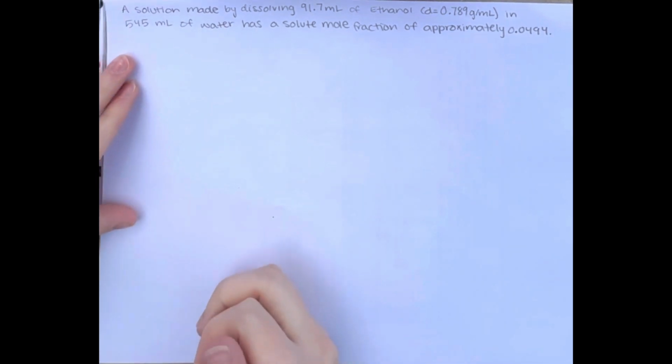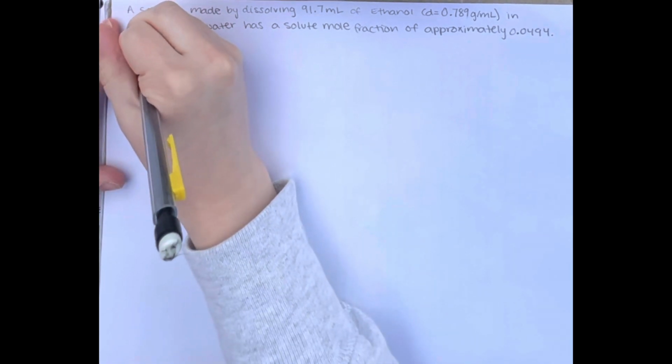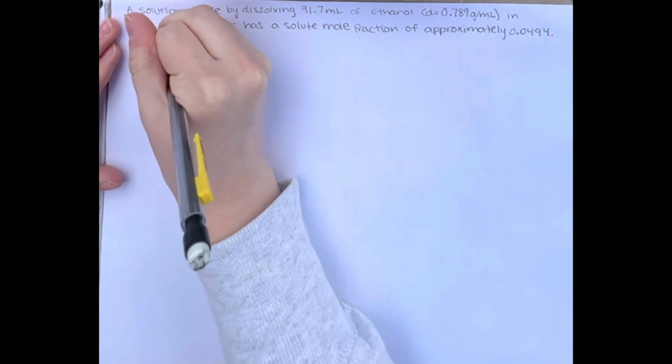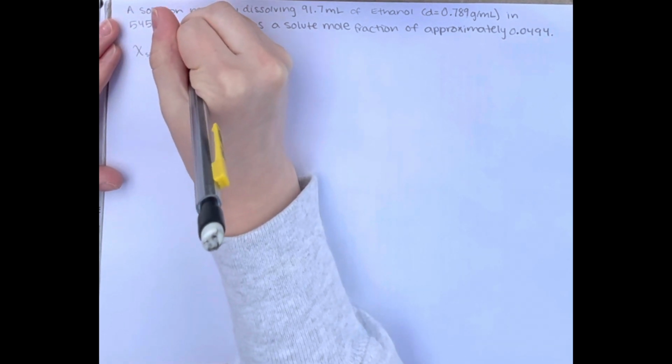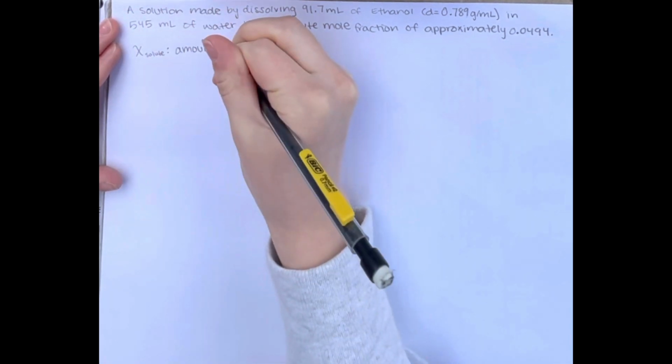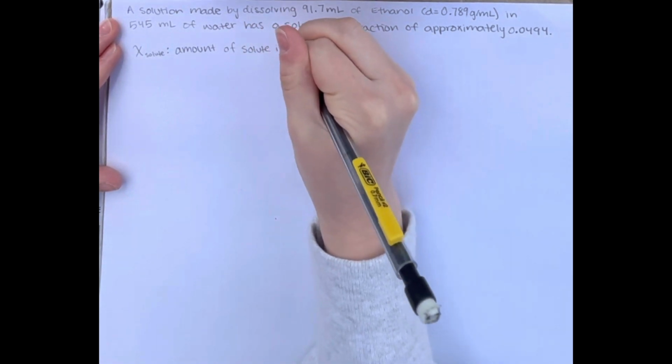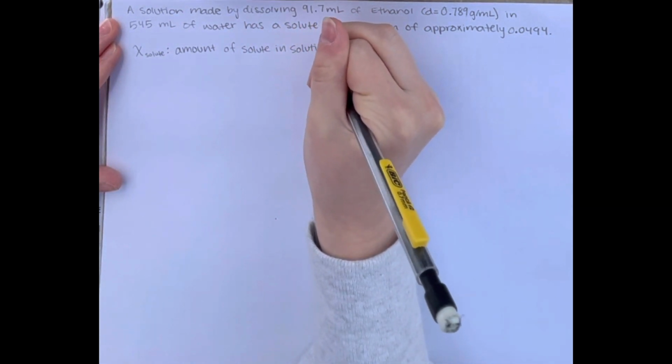So the question we have here is, a solution made by dissolving 91.7 milliliters of ethanol with a given density in 545 milliliters of water has a solute mole fraction of approximately 0.0494. So what we're going to do here is try and prove that by using the equation.